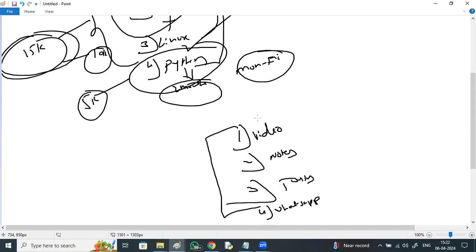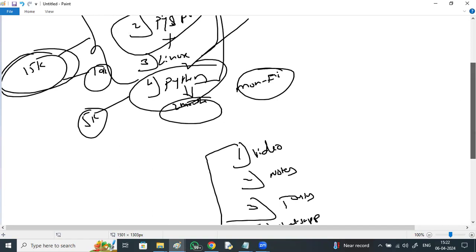Is it mandatory to learn Linux in order to become a data engineer or Hadoop engineer?